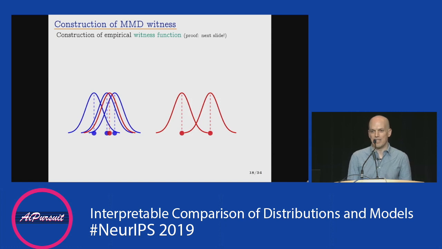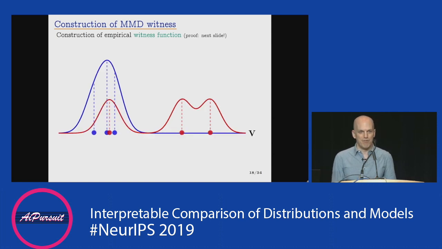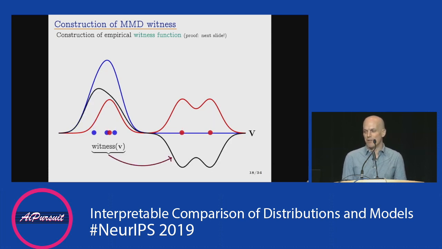So I'm going to use an exponentiated quadratic kernel, so I'm going to put these kernel bumps on each of my blue points and on each of my red points. I'm going to sum the blue bumps to get a blue function, the mean embedding of P, sum the red bumps to get a red function. I'll subtract red from blue, and that's my witness. So that was pretty easy.